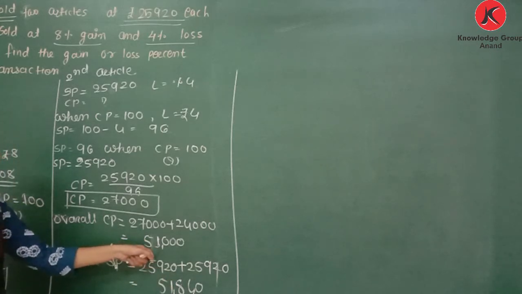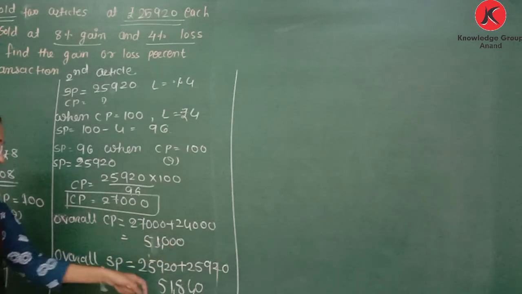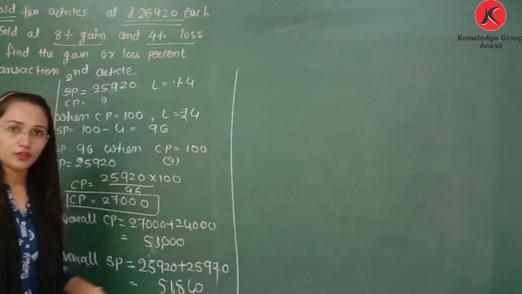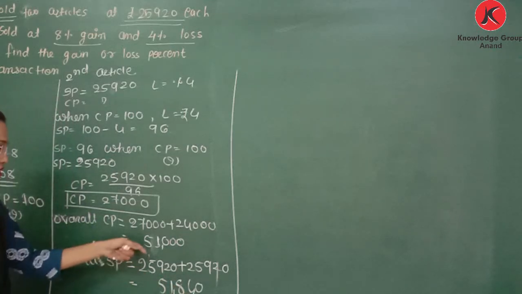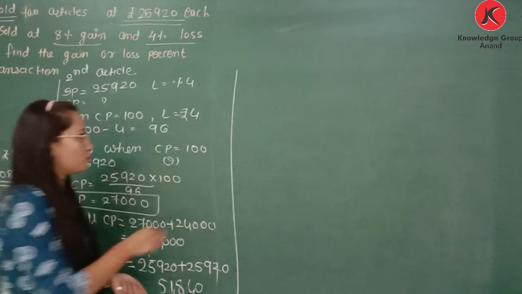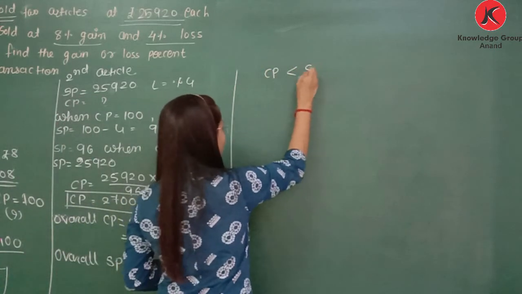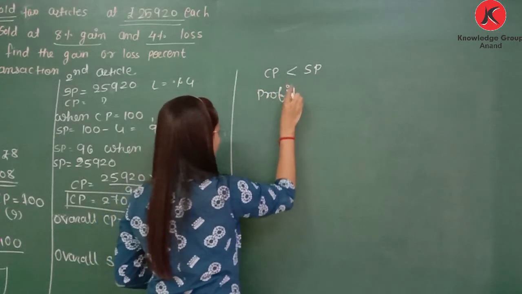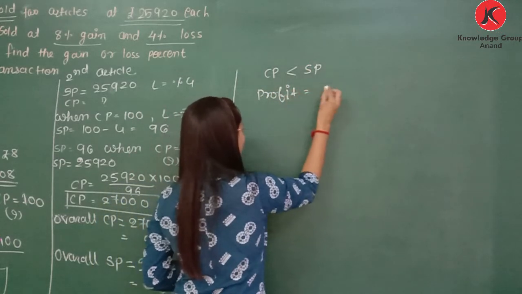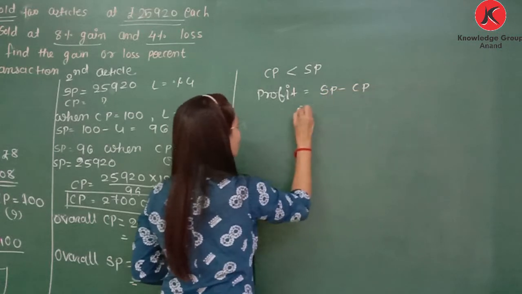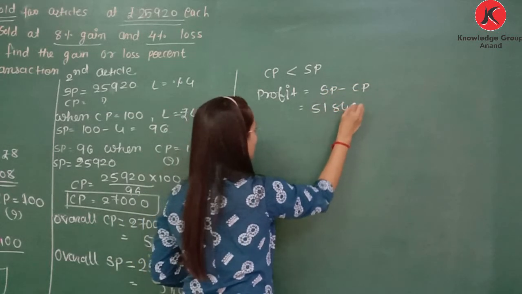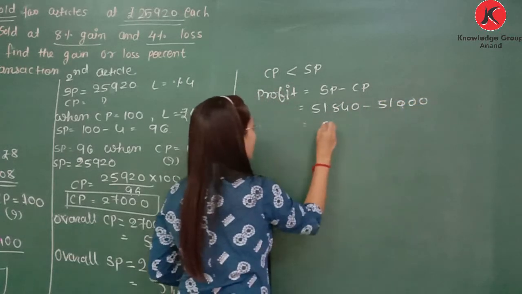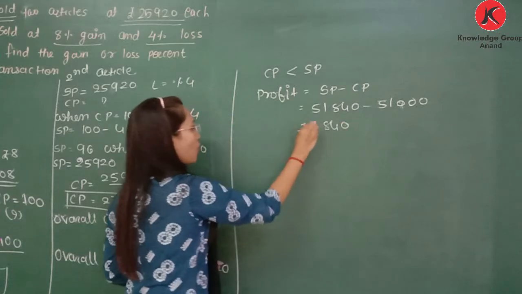Means he buys the articles at 51,000 and he sells the articles at 51,840. So is it profit or loss? It is profit, because cost price is less than selling price. So we can write cost price is less than SP. So profit is equal to SP minus CP. How much is the selling price? That is 51,840 minus 51,000. That is the cost price. So 840 rupees is profit.